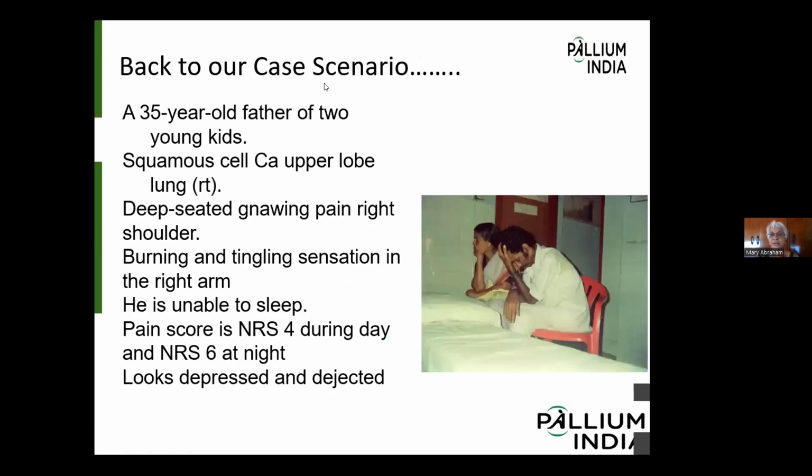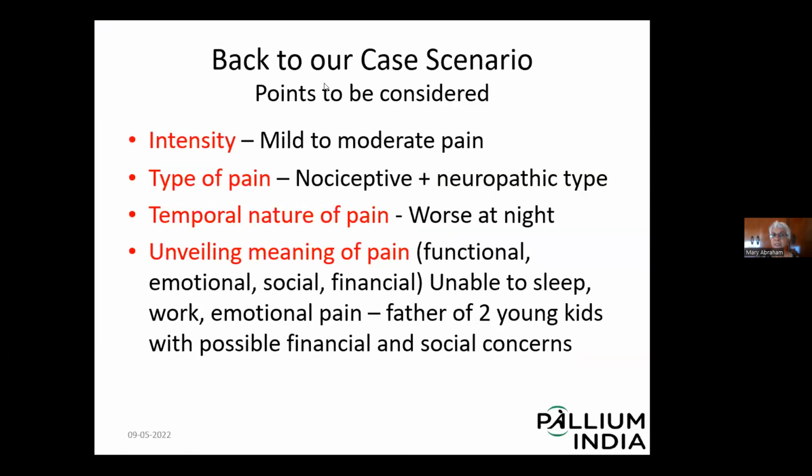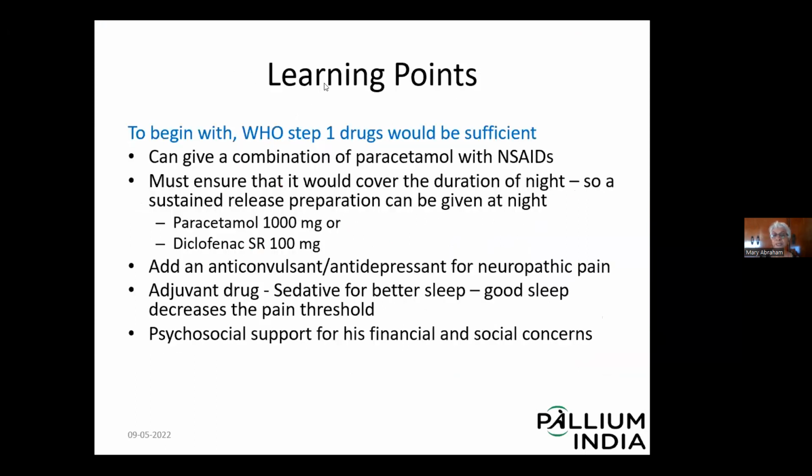So when we come back to our case scenario, we know about this gentleman, which I told you, that he has got both a mild to moderate pain. His pain is both nociceptive, that is a gnawing pain, but because he has got burning pain in the arm, that is a neuropathic element also. It is worse at night, and he is also unable to sleep because there's a lot of emotional pain.